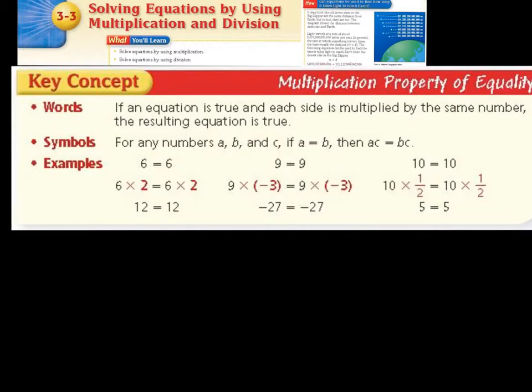If we start off with 6 equals 6, we can multiply both sides by 2, and we get 12 equals 12. If 9 equals 9, which it does, we can multiply both sides by -3 and still get a true statement there. -27 equals -27. If we start off with a statement, this is getting tricky, 10 equals 10, we can multiply both sides by 1/2, and we get 5 equals 5. That's going to tie in nicely to our other property in this lesson.